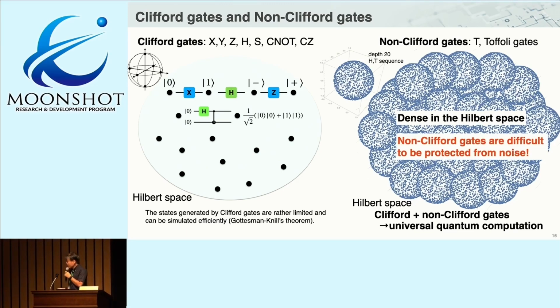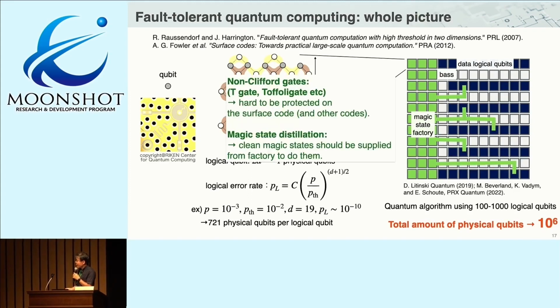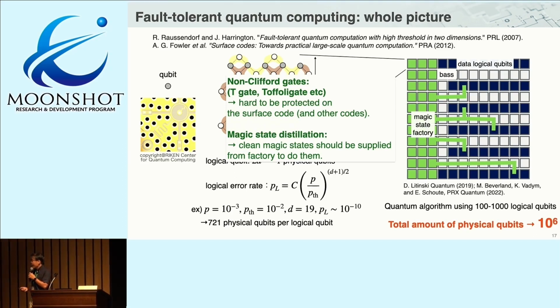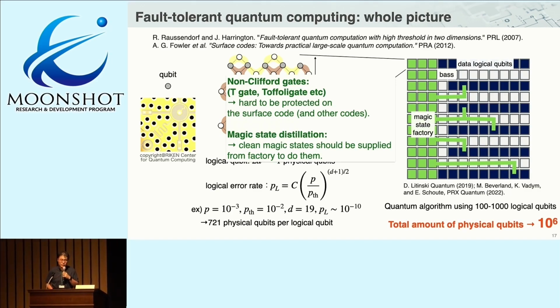But unfortunately, these non-Clifford gates are very difficult to protect against noise. So in order to protect the non-Clifford gate, we need some additional care, which is called magic state distillation, where the special state, the so-called magic state, is distilled. And then the clean magic state is supplied to implement the non-Clifford gate by using gate teleportation.